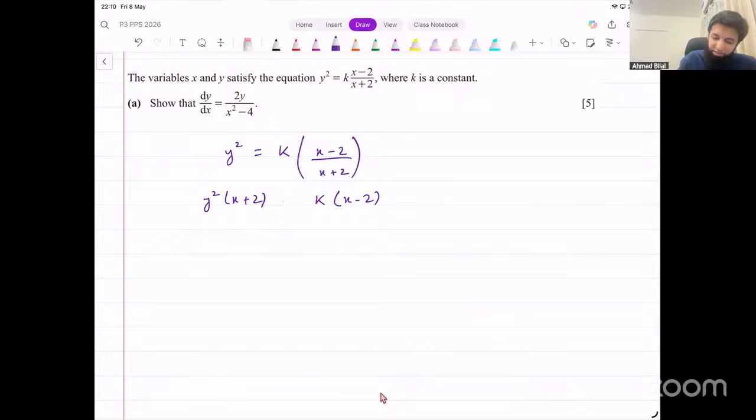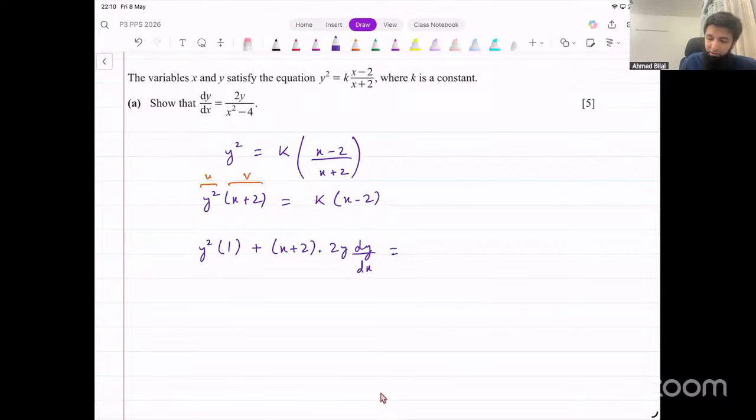Now you differentiate both sides. What's the derivative of the left side going to be? It's a product, so we use product rule on this. We can say this is u and this is v. uv dash plus vu dash: u as it is, that means y squared as it is, into the derivative of this, which is 1, plus vu dash, that means x plus 2 as it is, into the derivative of y squared. That is going to be 2y into dy over dx.